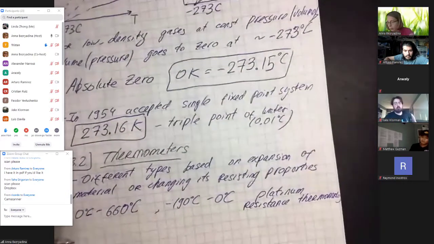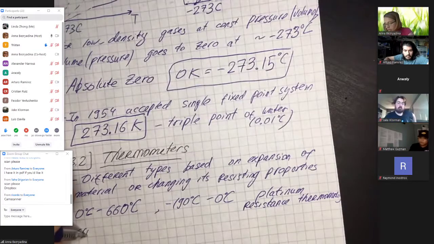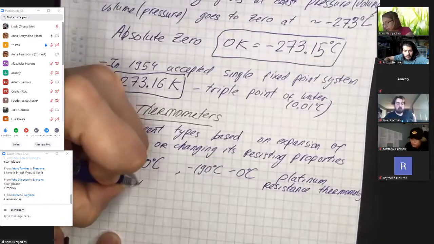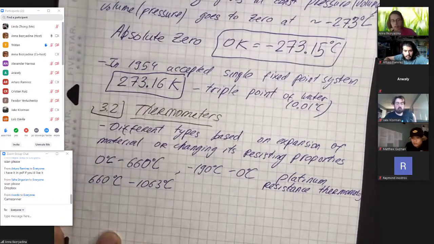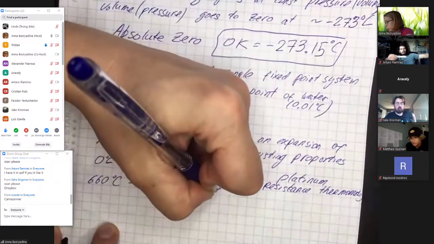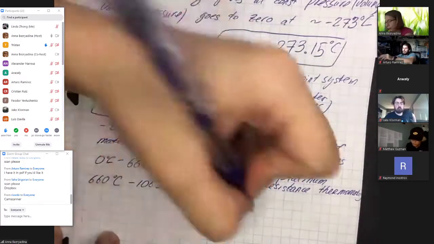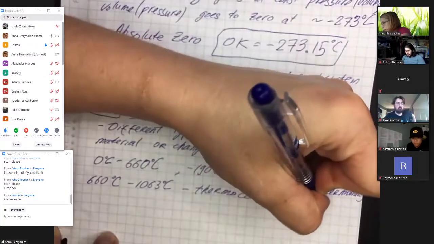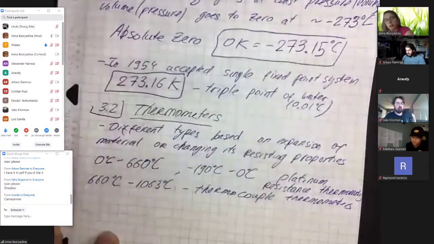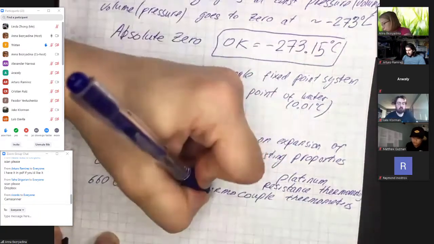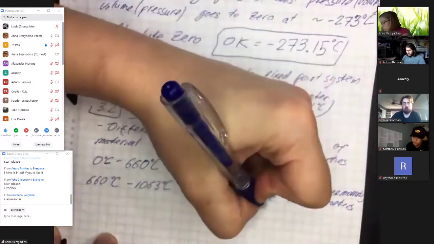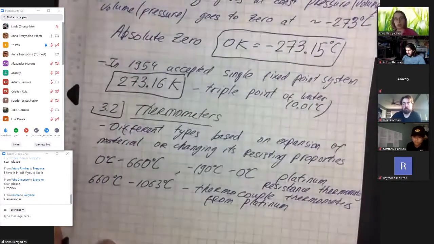Okay. If you want to work with a high temperature, for example, from 660 degrees Celsius to 1063 degrees Celsius, they use thermocouple thermometers made from platinum. This is the most reliable for experiments where you need to know exactly.